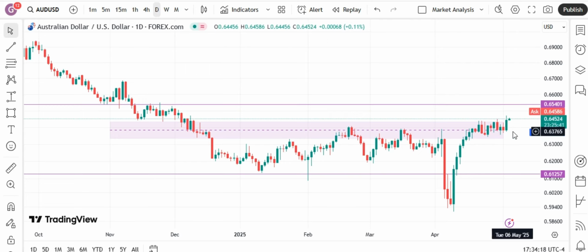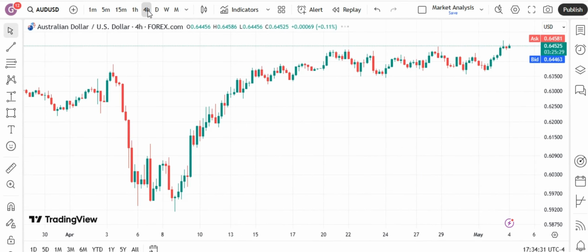So what do we expect this to do right now? Nothing significant except it wants to take out this low one more time. Let's look at 4 hours time frame.